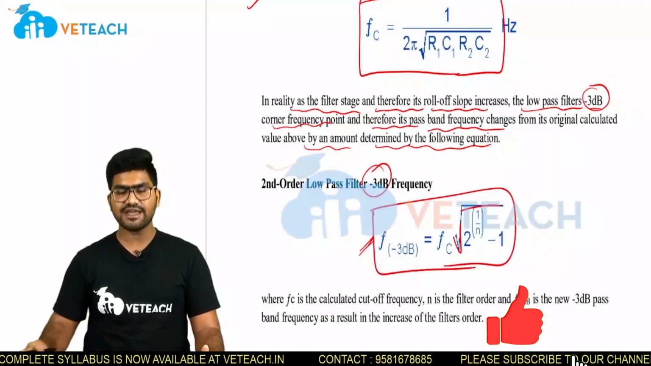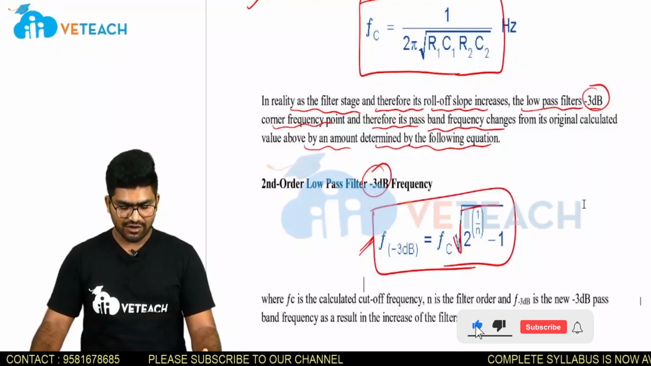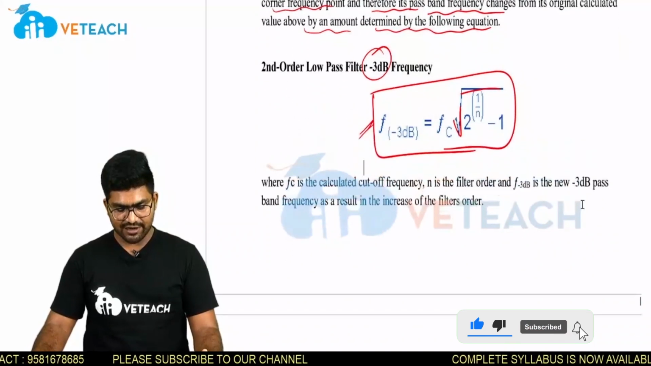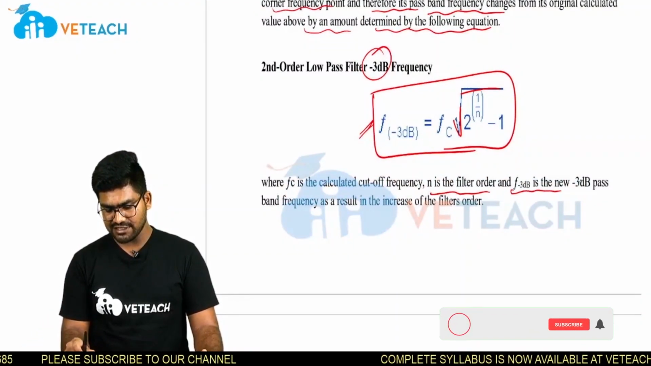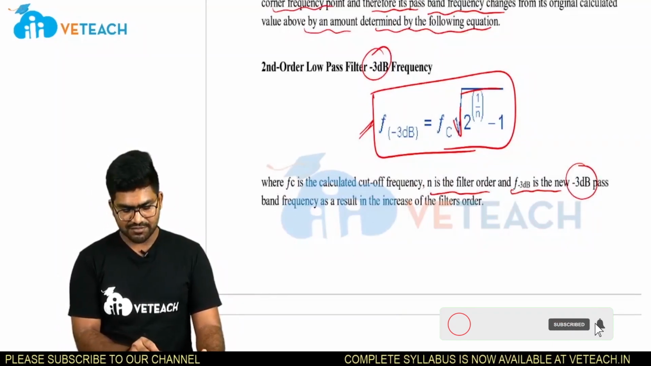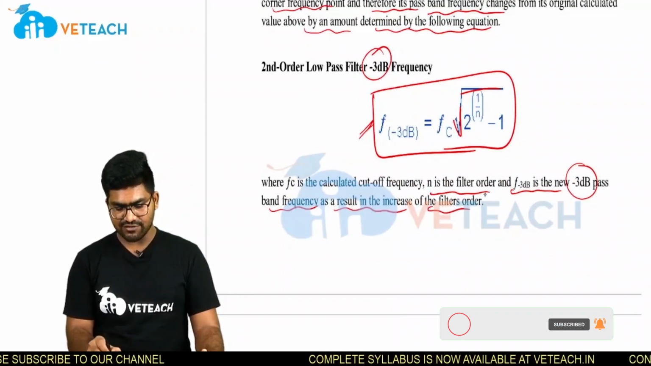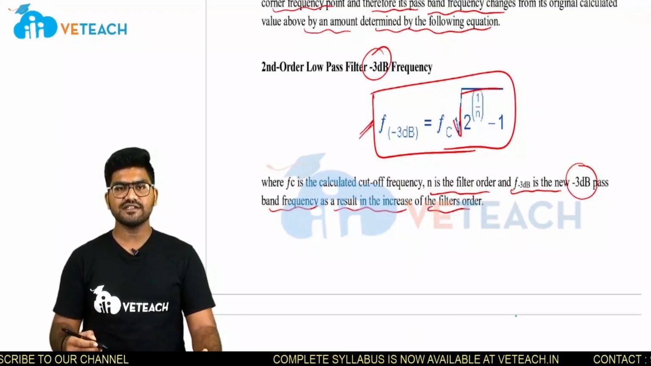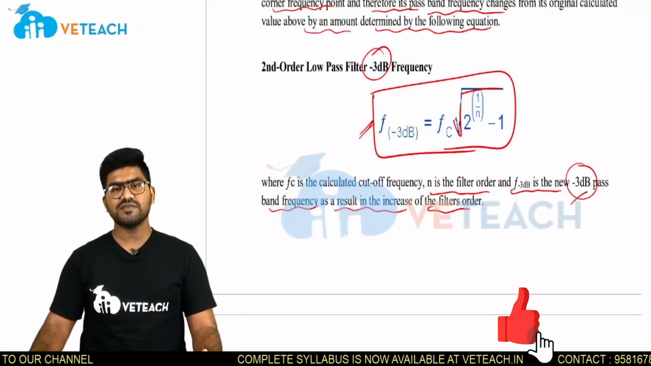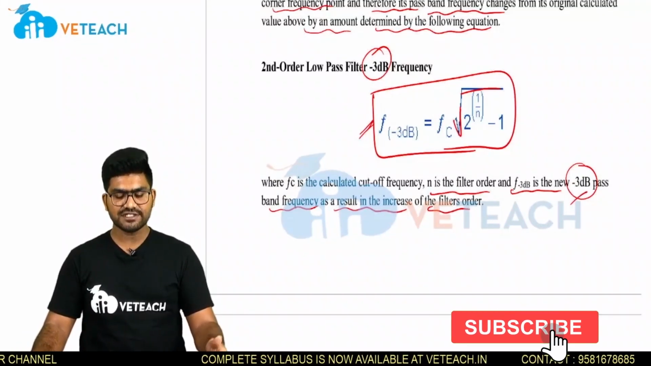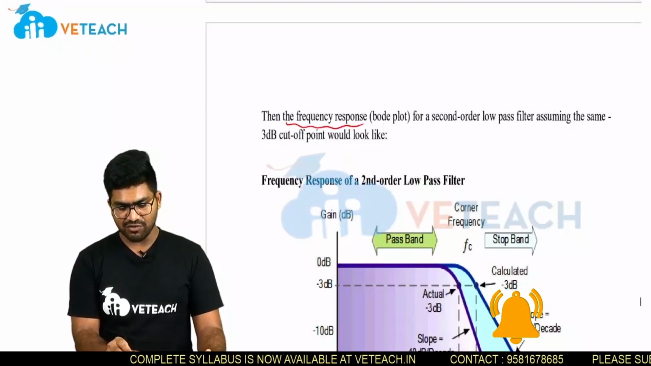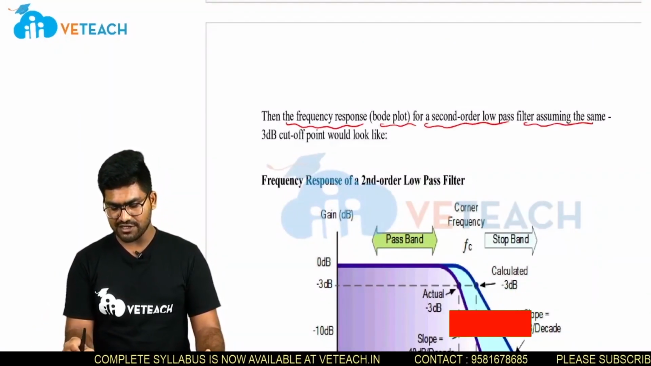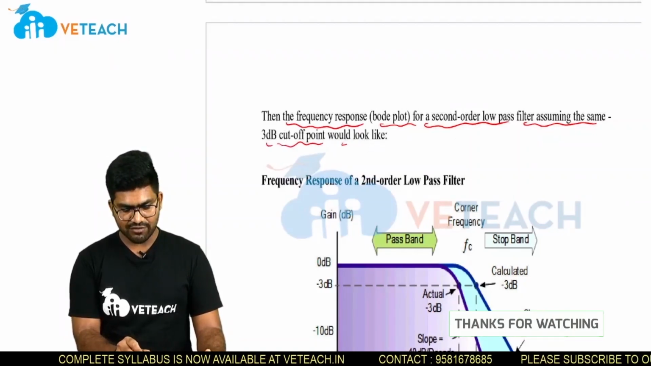So this is the formula to calculate the 3 dB corner frequency, where Fc is the calculated cutoff frequency, n is the filter order, and f minus 3 dB is the new minus 3 dB pass band frequency as a result of the increase of the filter orders. So if I increase the filter orders, my new minus 3 dB pass band frequency will change based upon the filter stages. Then the frequency response Bode plot for a second order low pass filter, assuming the same 3 dB cutoff point, would look like this.